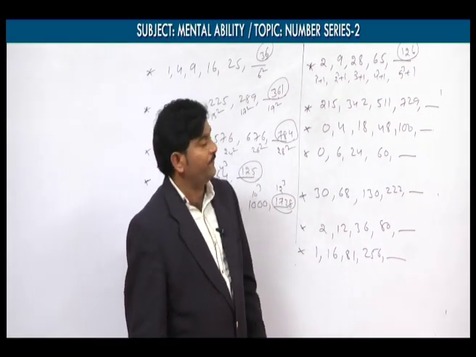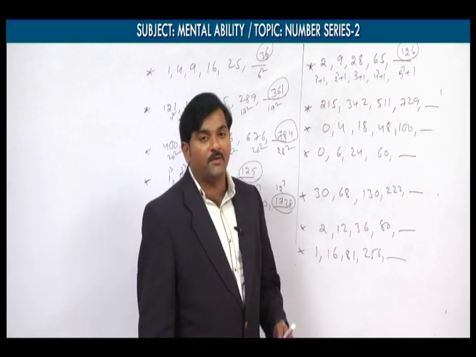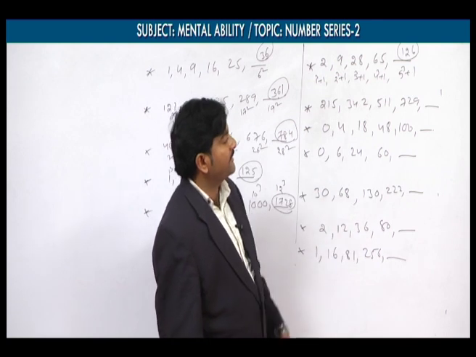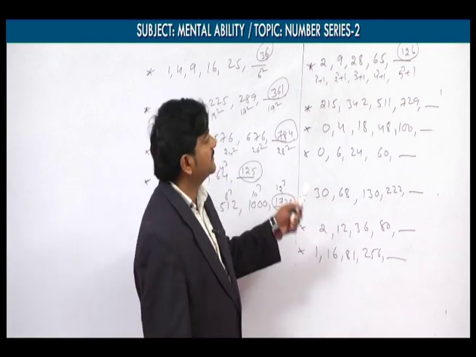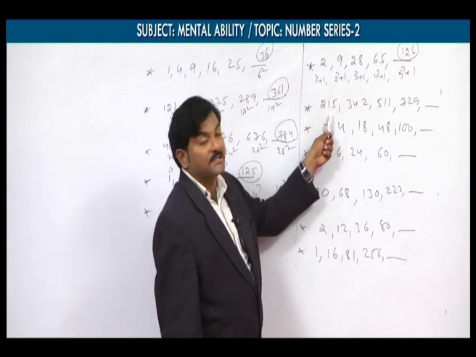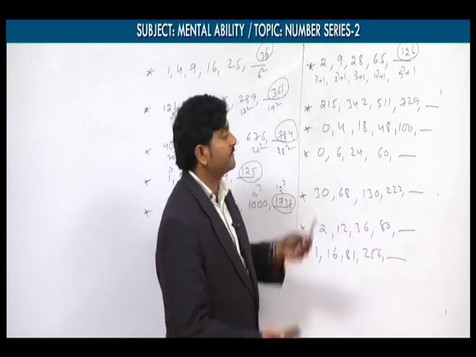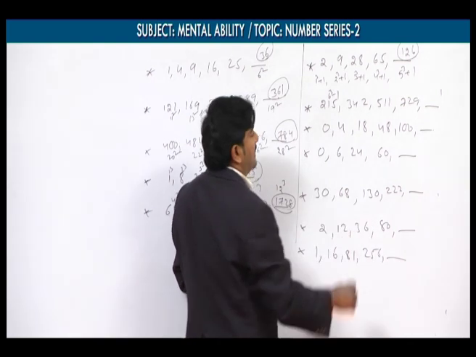342 is near to 343. 511 is near to 512. Again 729 is near to 728. Why am I stressing this again? If you observe here, this 215 means 6 cube minus 1. Observe here, 6 cube minus 1.